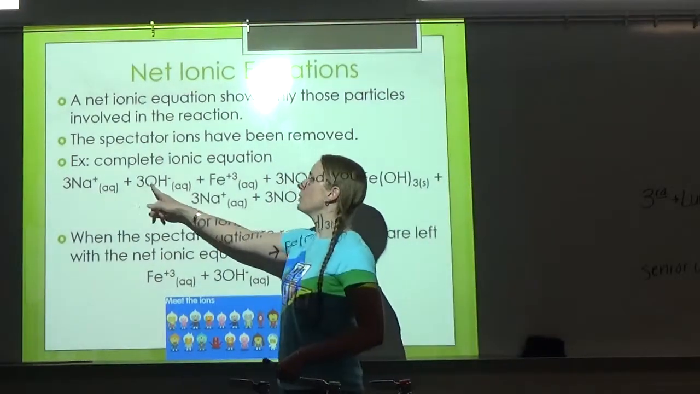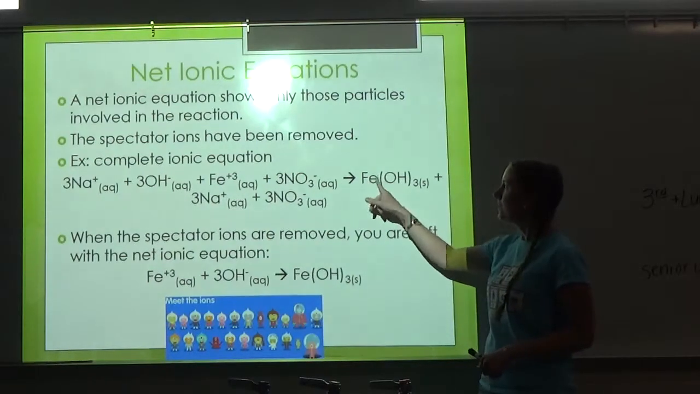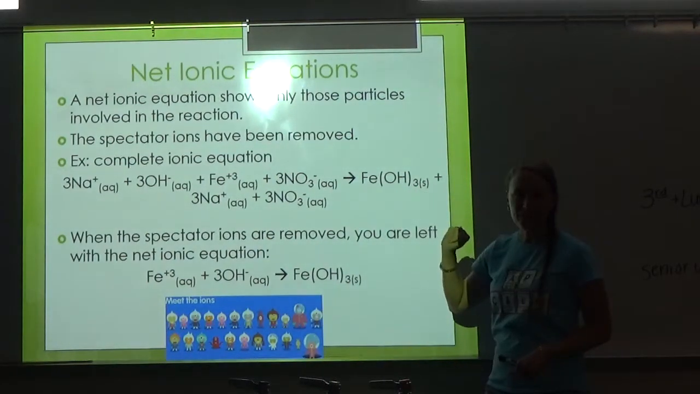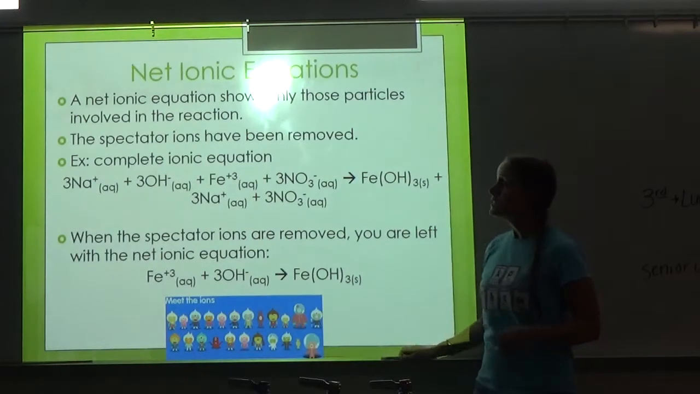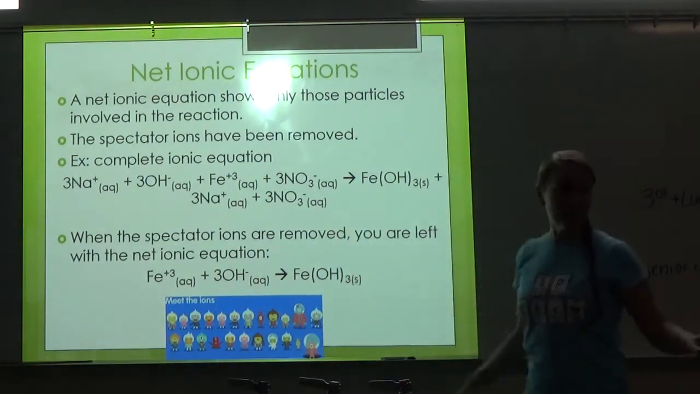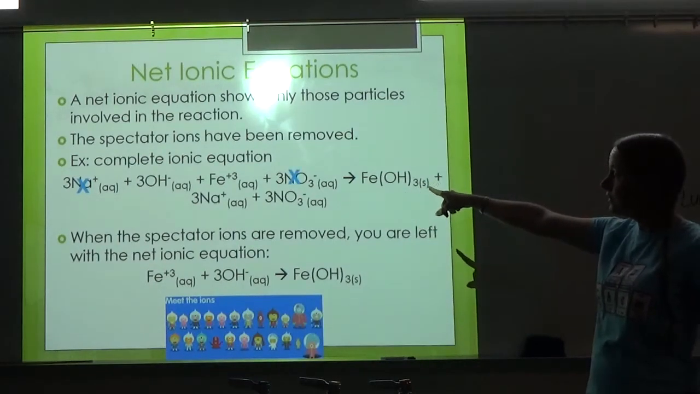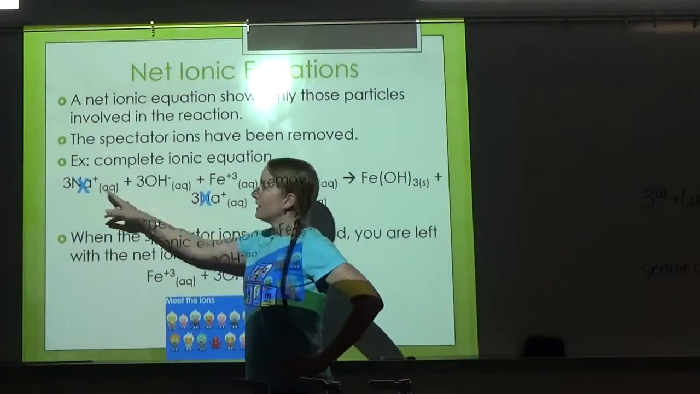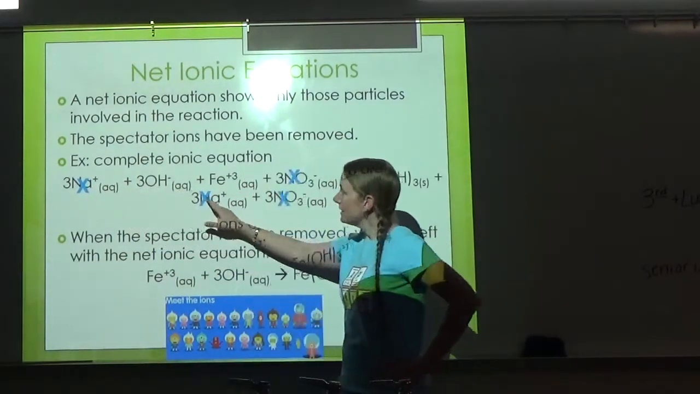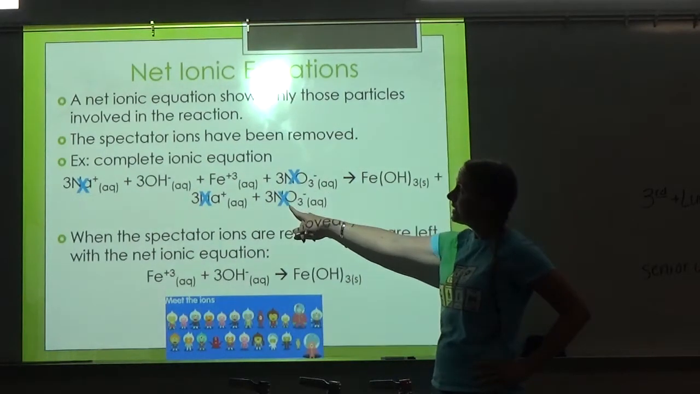However, 3 OH- (aq) bonded with Fe and became a solid. So the hydroxide ion did something. The spectator ions in our example would be Na+, like I said, and NO3-, because they don't do anything. Na is an ion here, it's an ion here. Nitrate is an ion here, it's an ion here.